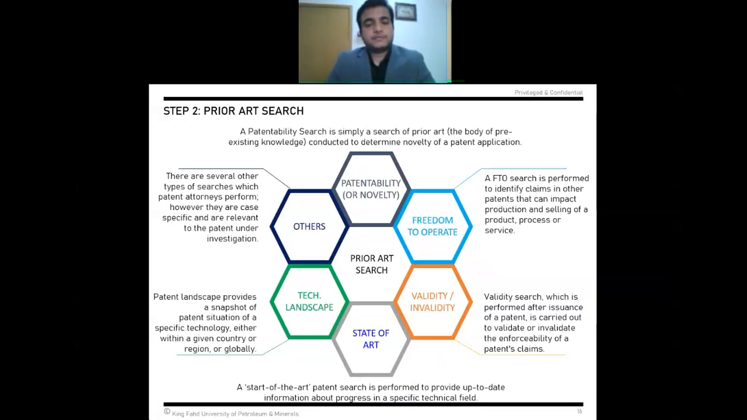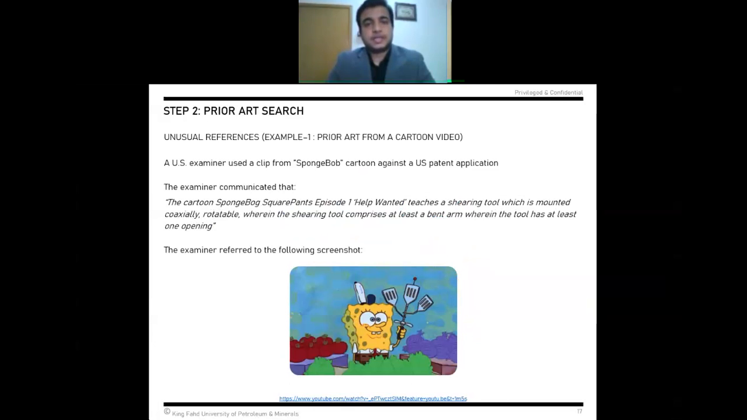I have put some examples here to show that sometimes when a patent application is being examined by a patent examiner, the examiner can use unusual references to reject a patent application. For example, for a US patent application, the invention was a three-pronged fork, as you can see here in the image. So what the patent examiner did was, when he was doing prior art search to examine the invention, he found a cartoon which displays an image which was similar to the invention. So the examiner rejected a patent application based on a cartoon video. So it is not very common, but it does happen. The examiners can use unusual references to reject patent applications.